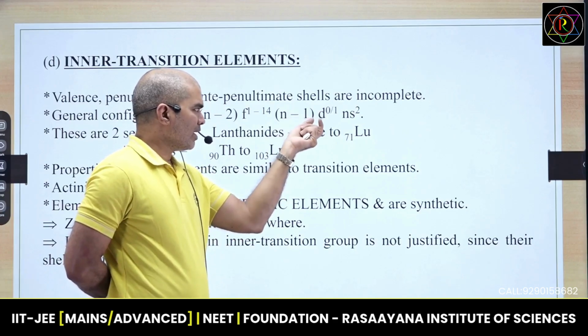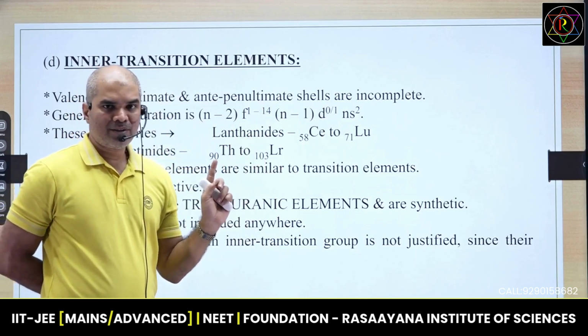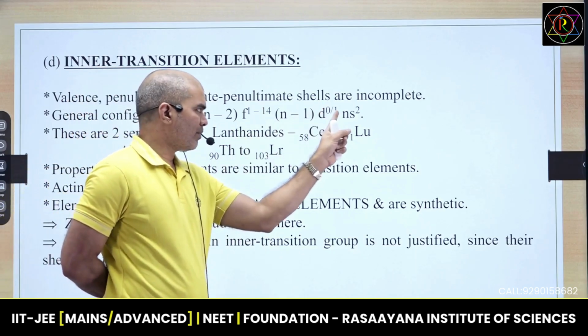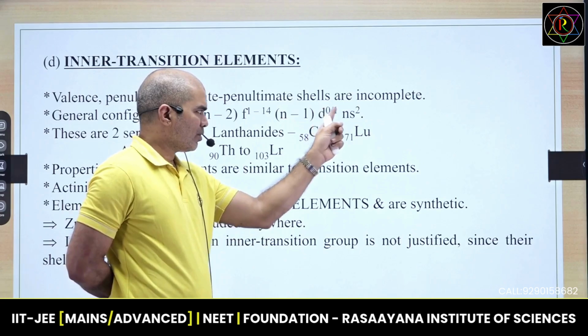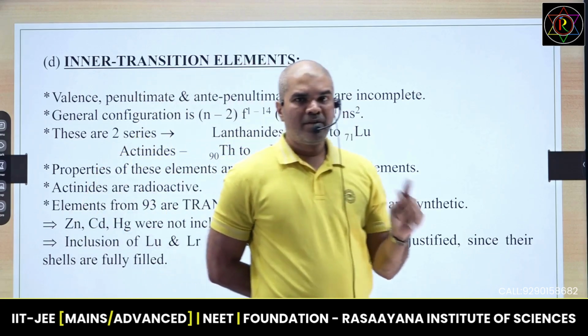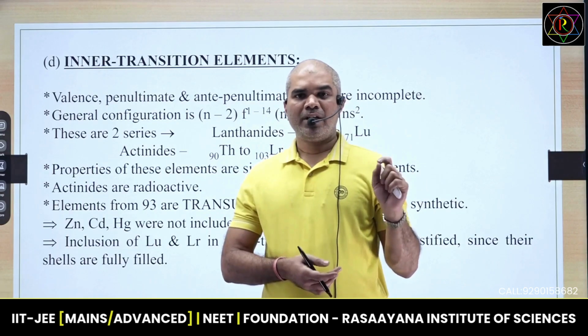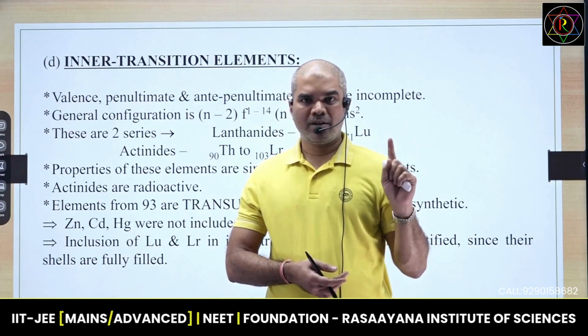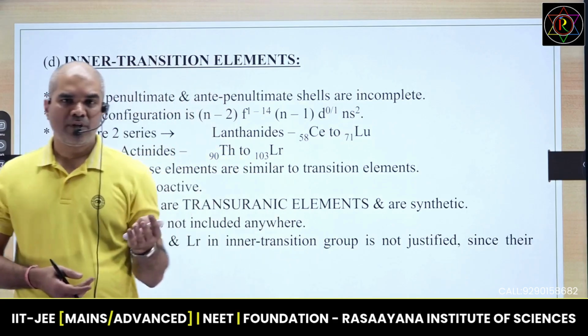(n-1)d 0 and 1. You are not going up to d9 or d10. So d should be either 0 or 1. Remember, for F block elements, d is 0 or 1. ns will be 2, but (n-1)d could be 0 or it could be 1 electron. (n-2)f can be 1 to 14. Now immediately you will be getting a doubt. 1 to 14, it is a fully filled shell.